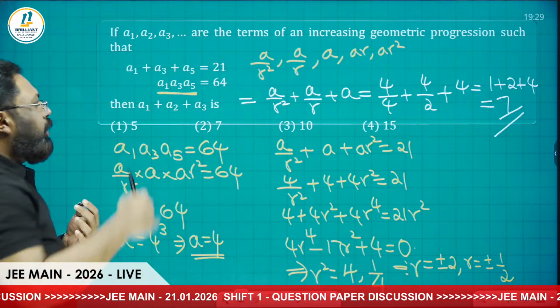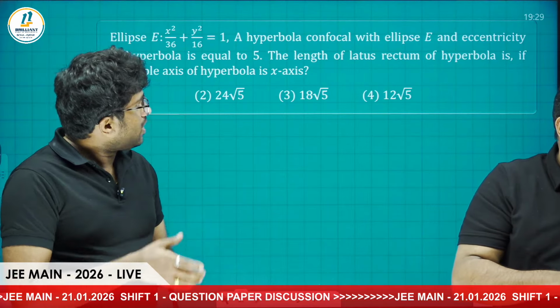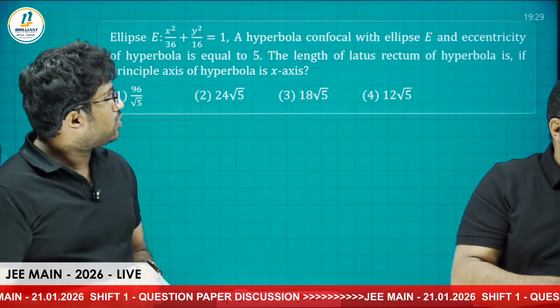They have given an ellipse equation x square by 36 plus y square by 16 is equal to 1, and a hyperbola confocal with ellipse E. Confocal means both ellipse and hyperbola have the same foci. If we go with the diagram, they have given a horizontal ellipse, and confocal means the hyperbola will also have its axis on the x-axis itself.